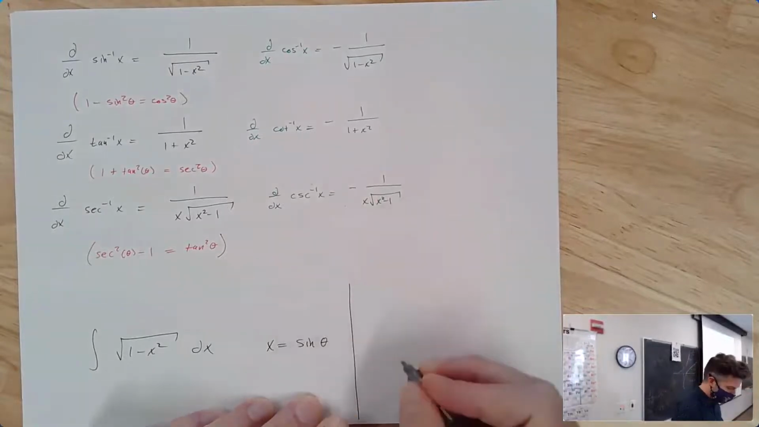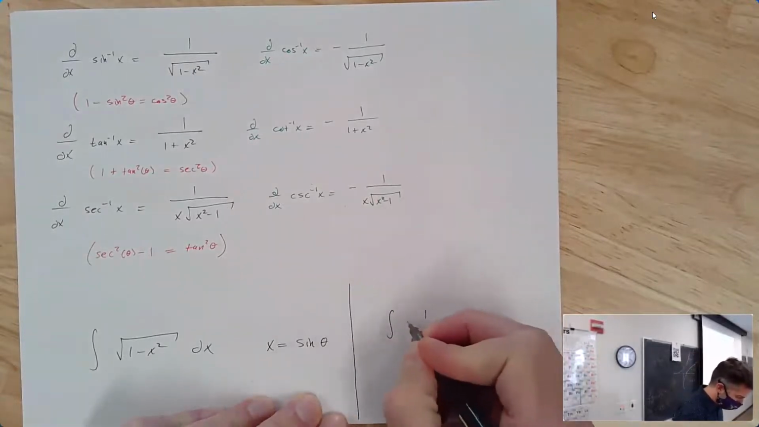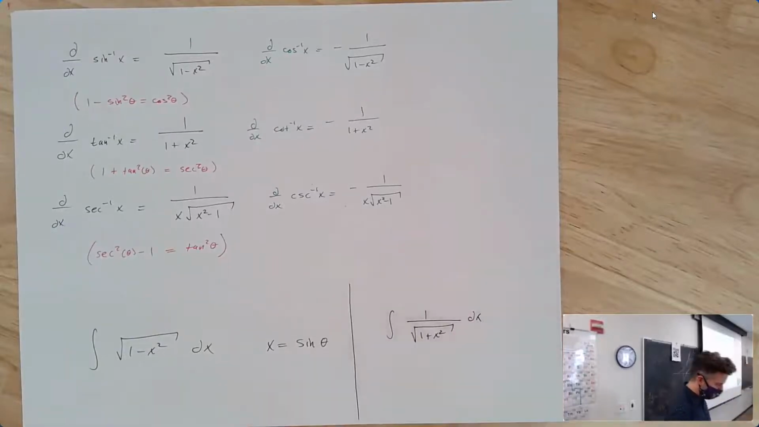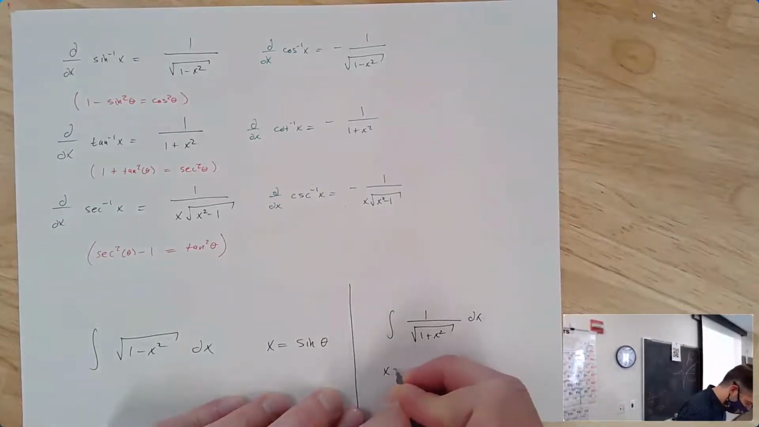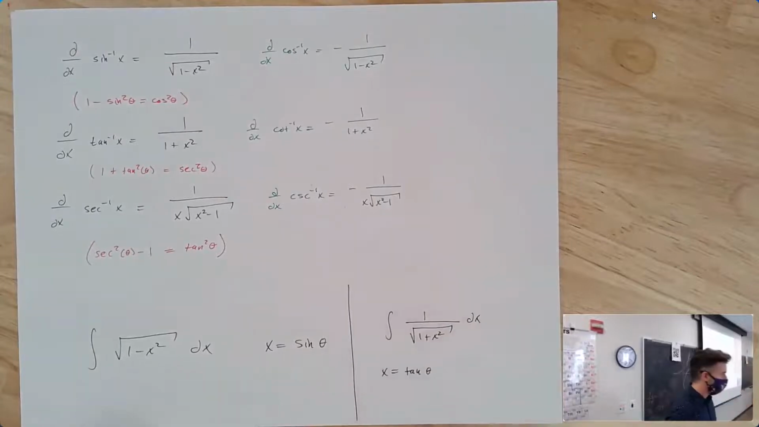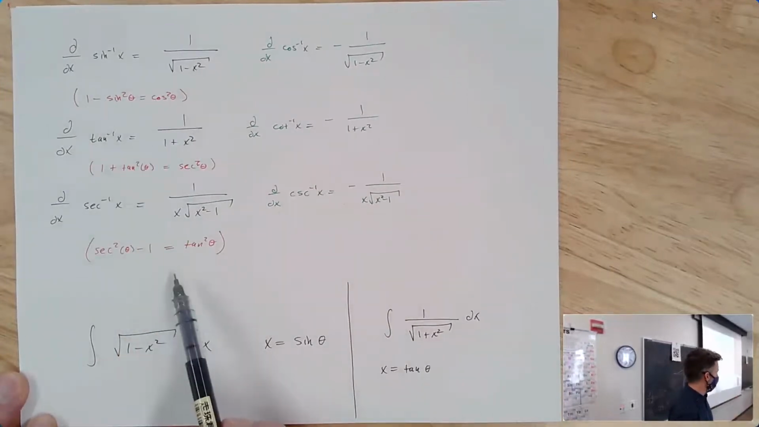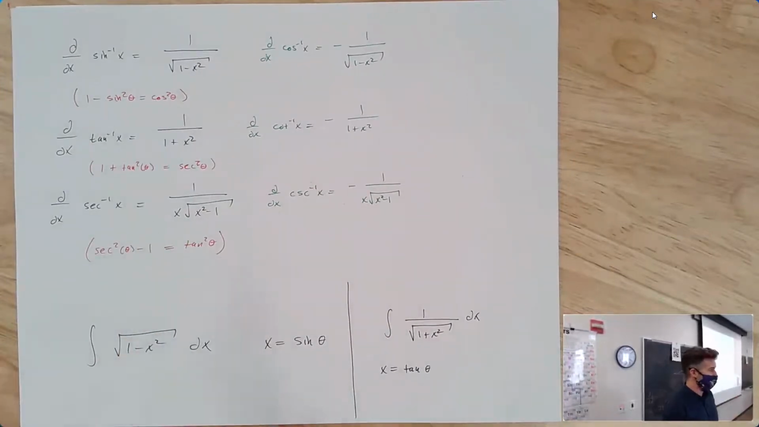Versus if you were trying to take, say, the integral of 1 over the square root of 1 plus x squared, well, then I'd be like, oh, I know a 1 plus x squared shows up when I take the derivative of inverse tangent. So I'm going to choose x equal to tangent of theta. Again, I know this is beyond where we're at, and you might be like, what are you talking about? Just try to remember that these relationships don't go away. They're important, they stick with us, and they're going to show back up in 20 minutes.